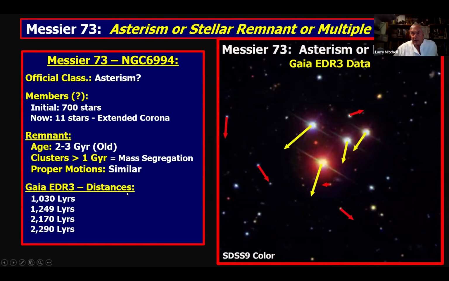The kind of gotcha here is the Gaia distances range from 1,000 light years to almost 2,300 light years, and you can see that these are the more distant objects. These would be the closer objects. But again, in 3 billion years, maybe they could have drifted that much as well. I haven't read this anywhere other than just me talking, but I can see where there's a good case this may be a stellar remnant and not a true asterism. Messier 73.